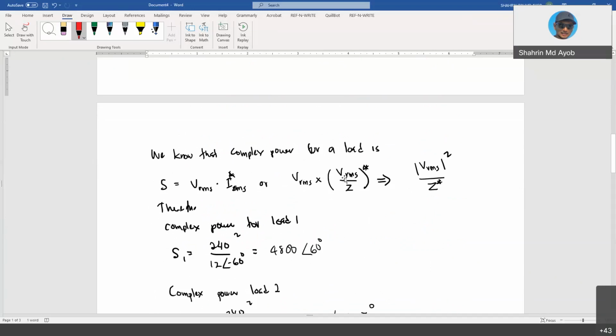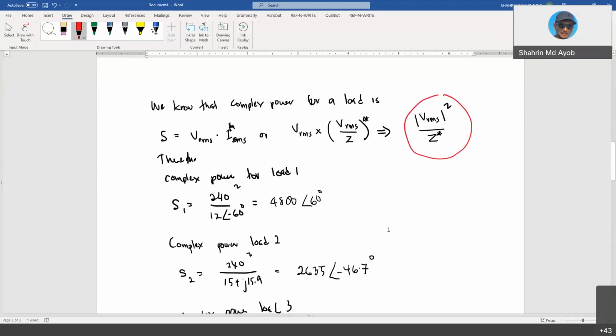And VRMS multiplied with VRMS conjugate, so the angle will become 0. So only the magnitude will be available here, over the Z conjugate. So I use this equation to obtain the complex power for the loads.